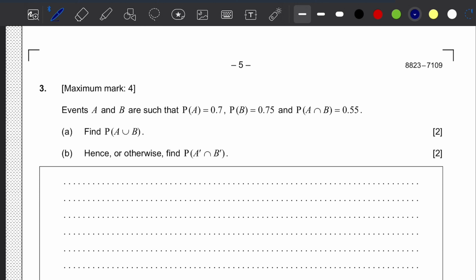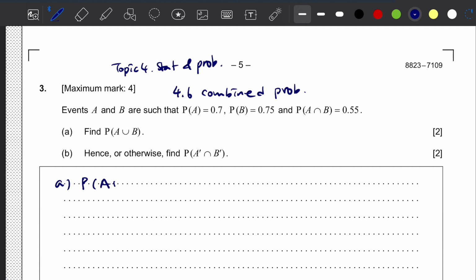Question number three. This question is derived from topic four, statistics and probability of your curriculum, and specifically it is based on topic 4.6, combined probability. So question A, we need to find P(A union B).